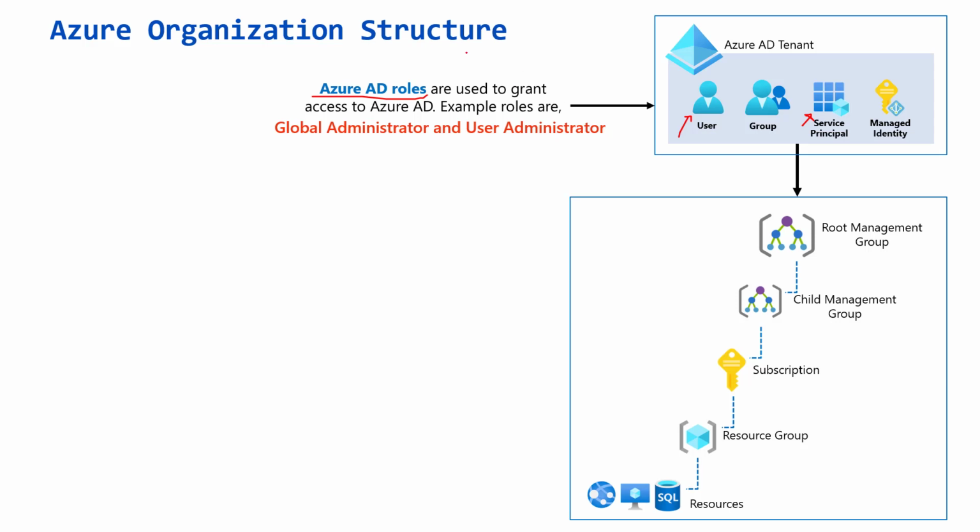But that gives permission only to the tenant itself, right? To give access to the resources that we're actually deploying in Azure, we use something called the Azure Role-Based Access Control roles. That's how we grant permission to resources in Azure. And the thing is, we can grant those permissions at any of these levels. We can grant that permission at the root management group level, at the child management group level. And as you can imagine, the scope becomes very important.